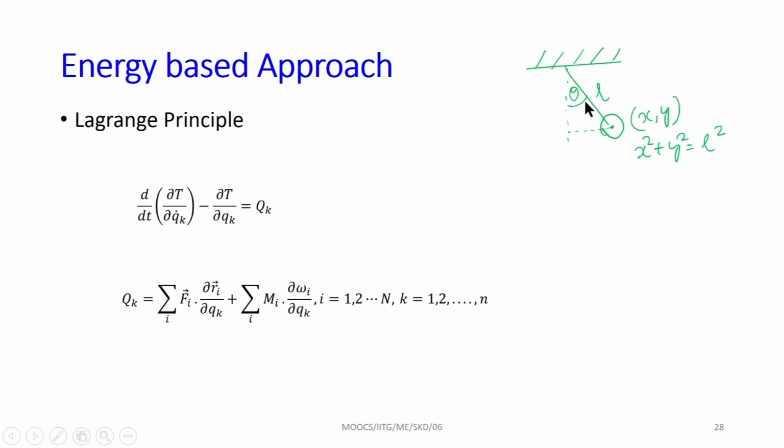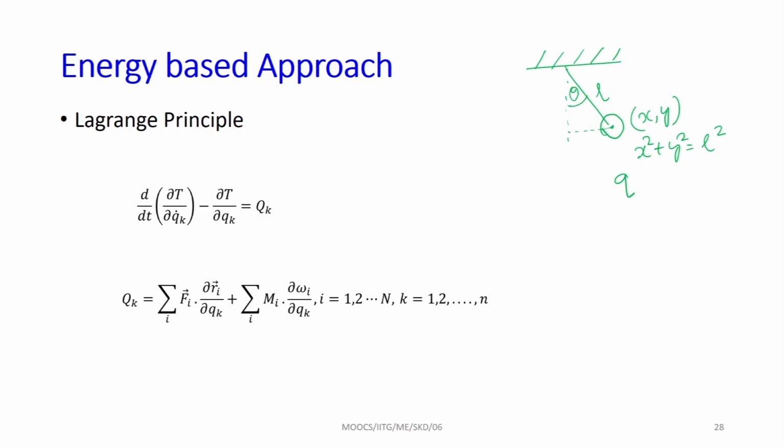So, the generalized coordinate is nothing but the minimum number of coordinates required to express the motion of a body. Here, by using only theta, we can express the motion of the mass. Now you know the generalized coordinate. Here q_k is q, with k equal to 1, a single degree of freedom system.